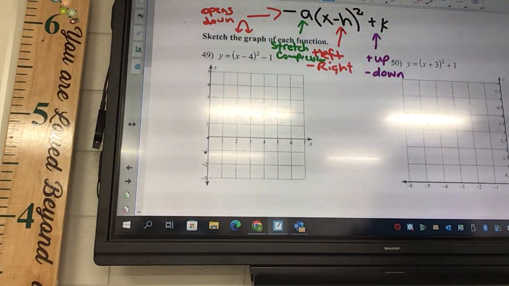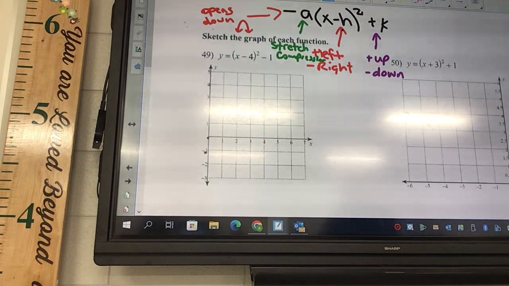Okay, the next page on here, again, make sure you have these notes. It's that shifting. If you remember how to shift, then don't worry about it. We got that up and down, that left to right, stretch or compression, and then it opens up or down. If you don't write fast, take a picture, so when it's your work time, you can write it down.